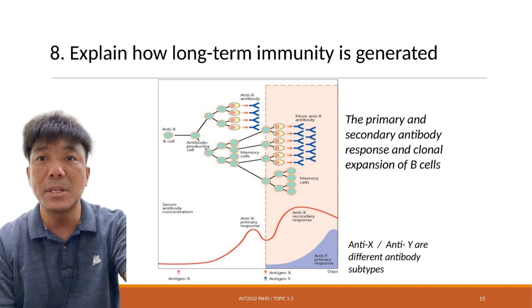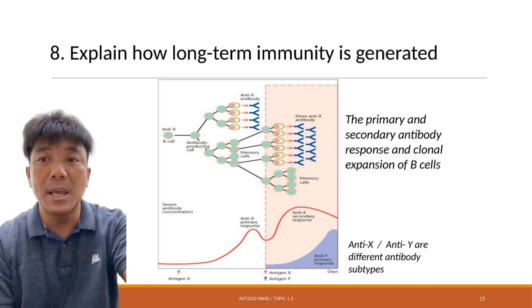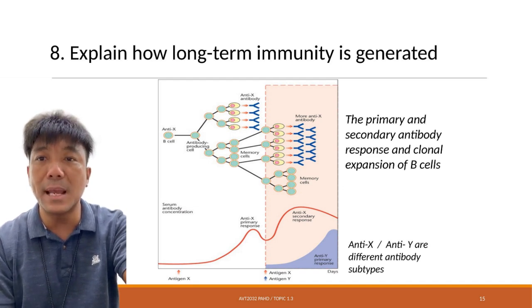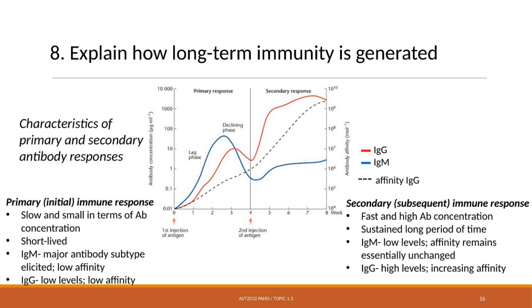This clonal expansion and differentiation into plasma cells ensure a robust and efficient immune response upon re-exposure to the same antigen. The primary immune response is slow, with low antibody concentration, mainly immunoglobulin M, and short-lived. Immunoglobulin G is present at low levels with low affinity. In contrast, the secondary response is rapid with high antibody concentration sustained over time. Immunoglobulin M remains low, while immunoglobulin G levels are high with increasing affinity, crucial for long-term immunity.